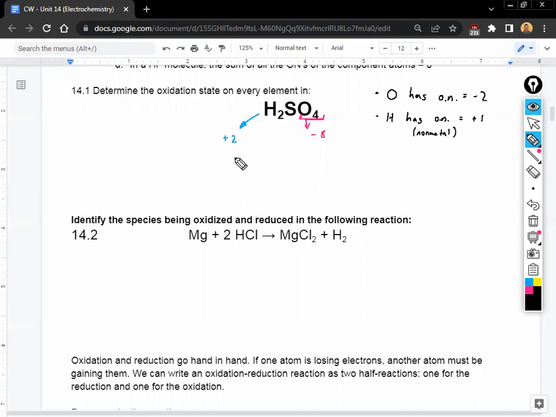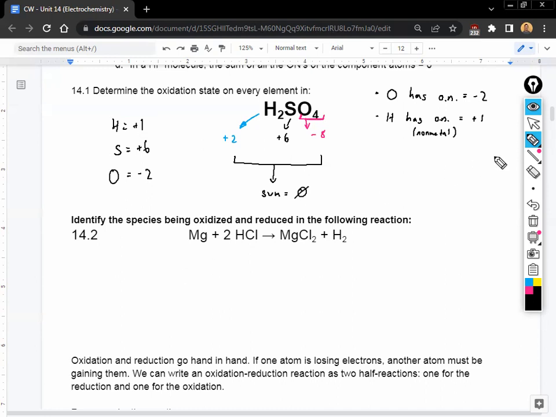All right, and then we said the sum of these has to end up to 0. The sum has to be 0. And so what does sulfur need to be in order to get this to 0? Yeah, +6. Okay, so there you go. Hydrogen is +1. Sulfur is +6. And oxygen is -2. There you go. Any questions about that?